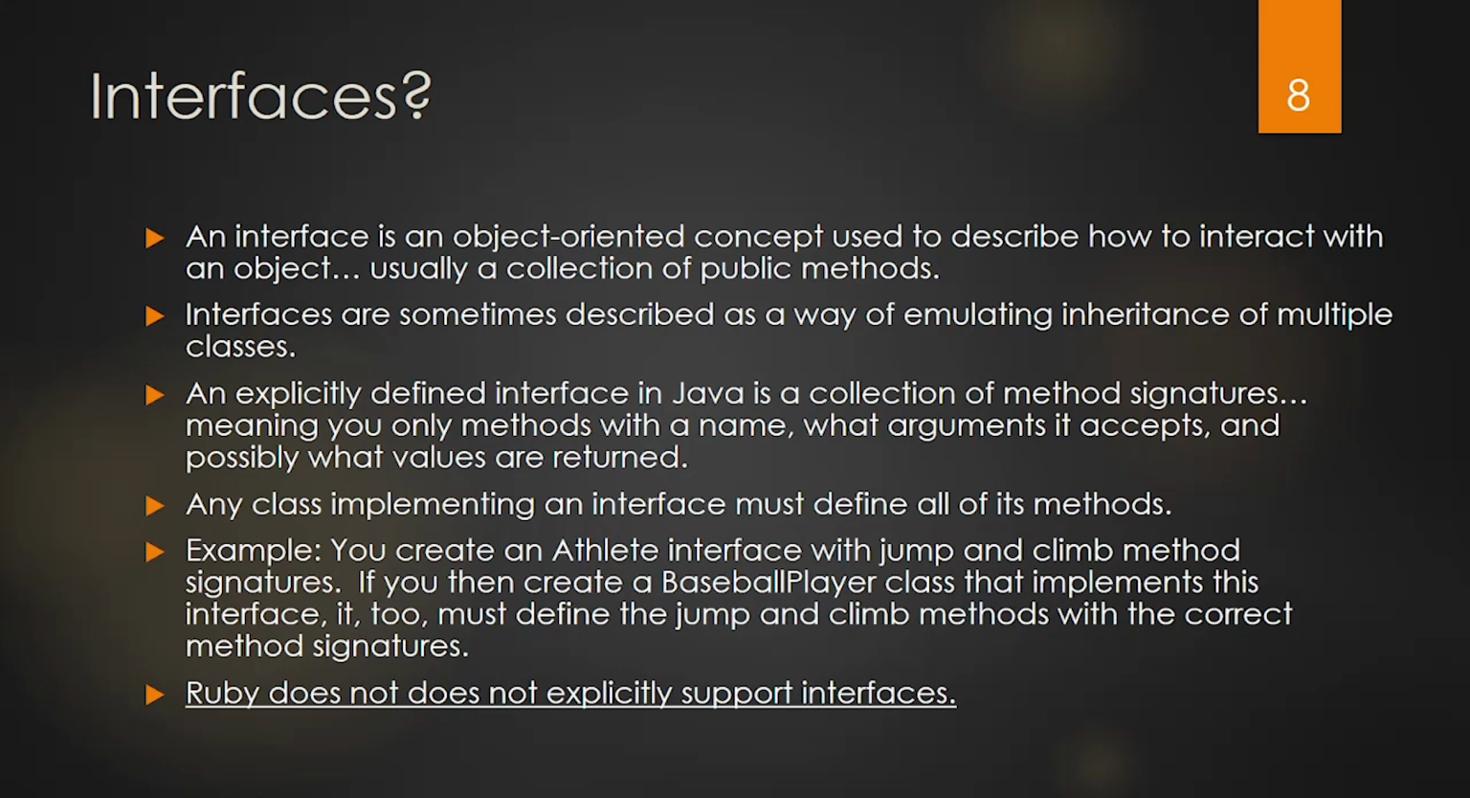Just for an example, if you were to create an athlete interface with jump and climb method signatures, and then you create a baseball player class that implements that interface, it too must define both the bodies of the jump and climb methods and define them with the correct method signatures. All that said, Ruby does not explicitly support interfaces. It does implement something called mix-ins, which has a similar functionality, and we'll get to that in just a bit, but first we have to discuss what modules are.